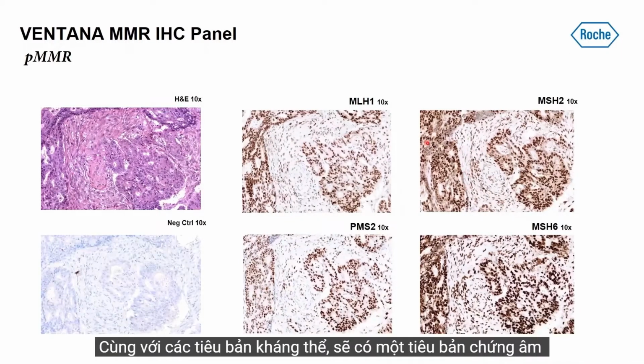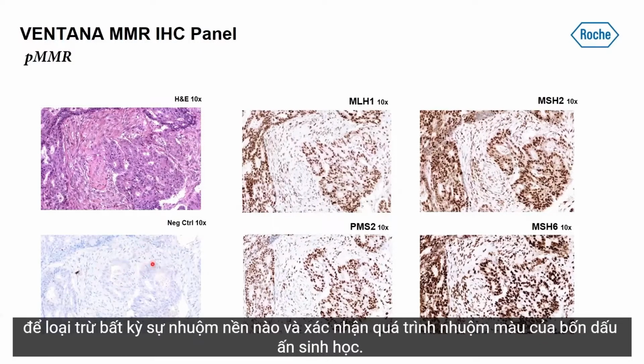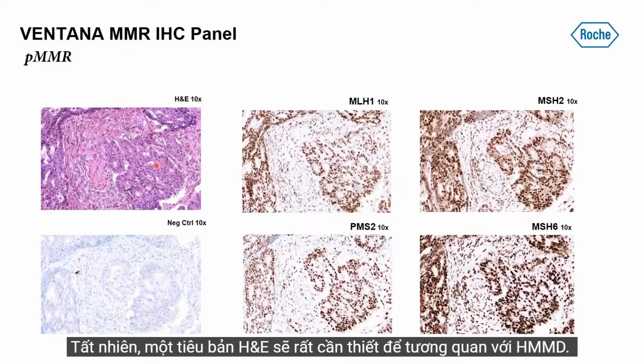Along with the antibody slides, there would be a negative control slide to rule out any background staining and validate the staining process of the 4 biomarkers. Of course, an H&E slide would be essential in correlation with the IHC.